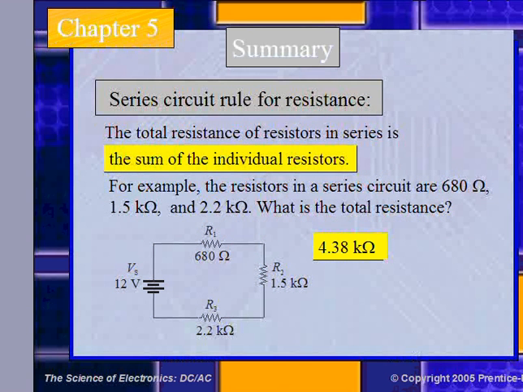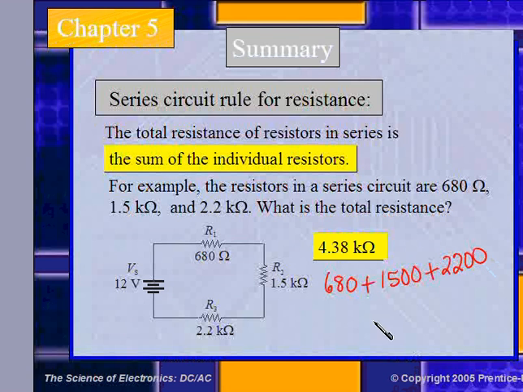Series circuit rule for resistance. The total resistance of resistors in series is the sum of the individual resistors, which means you add. So for this bottom circuit, I would take 680 plus 1.5K, which is 1.5 times 1,000 or 1,500, plus 2.2K, which is 2.2 times 1,000 or 2,200, and that gives me 4,380 or 4.38 kiloohms.